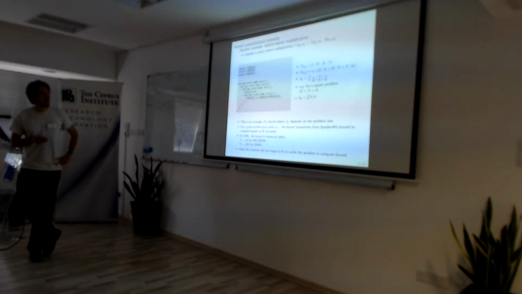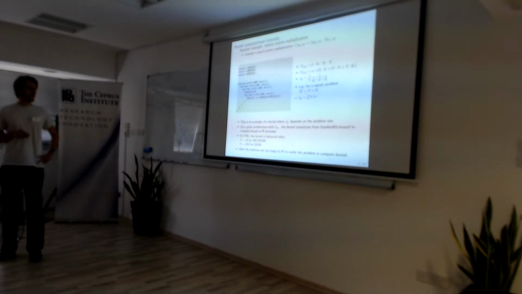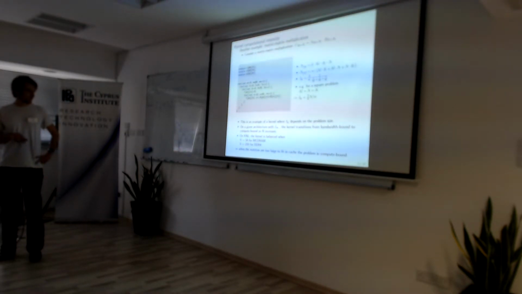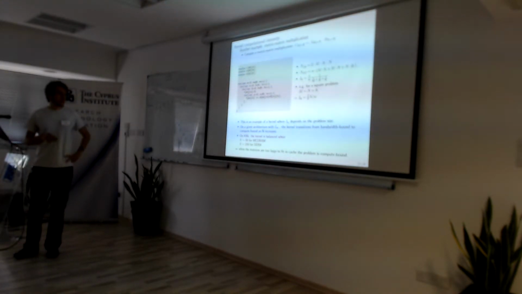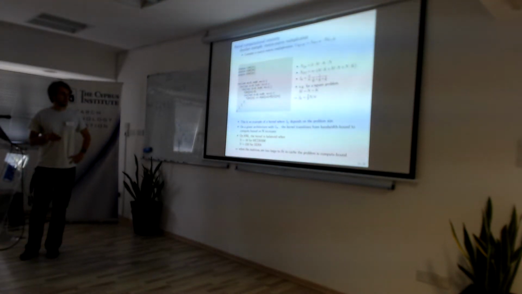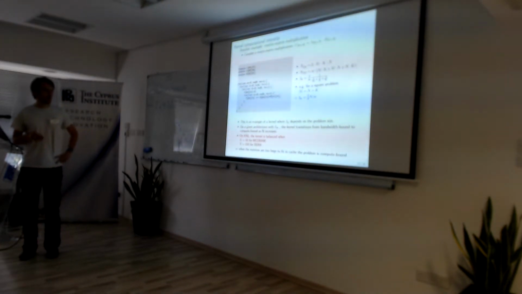For the case where we have square matrices, so everything is n, you see that you get this kernel intensity, which is 2 over 3 times n over w. This means that in this case the kernel intensity depends on the problem size n. So on a given architecture, in principle, this kernel intensity should transition from bandwidth bounded to compute bounded, if at all.